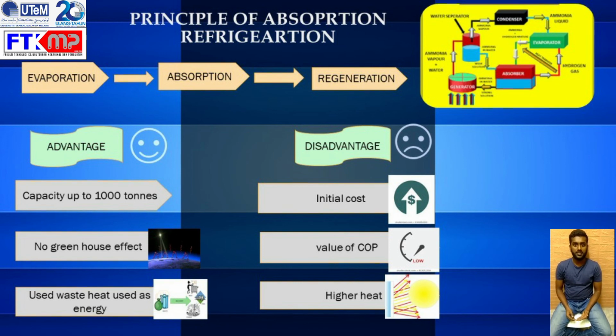Second, the disadvantages of the absorption refrigeration system. The first one, the initial capital cost is higher. We need to spend more money the first time in use of the system. The second one is a low coefficient of performance. The last disadvantage of the system is higher heat rejection.